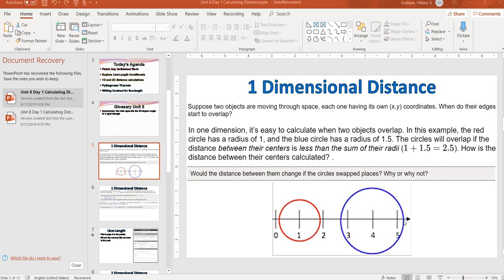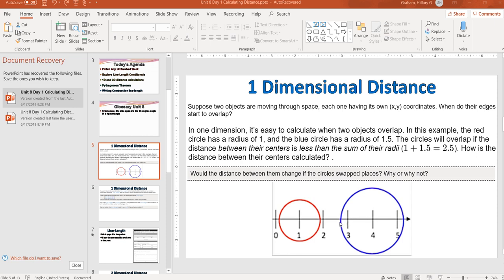So let's talk about what that means. If the center of the red circle was here, approximately where the 1 is, the distance from the center would be out to here, so about 1. And then the distance from the center of the blue circle is about here, and so that's about 1.5. I know it looks like a little less, but let's go ahead and just pretend it's 1.5.